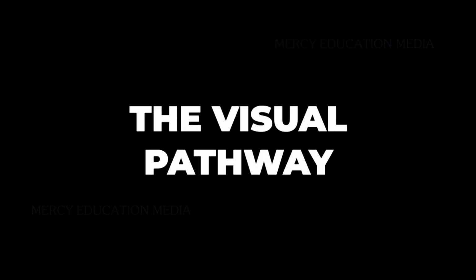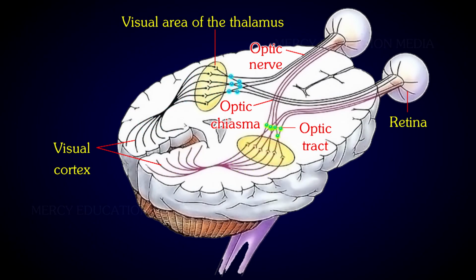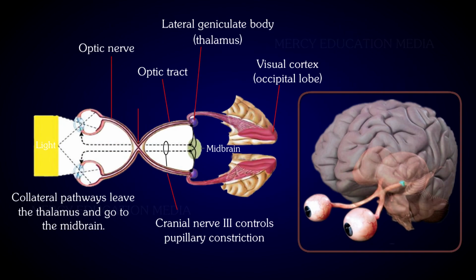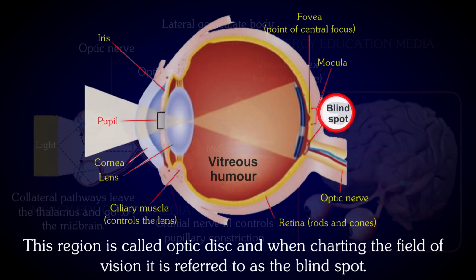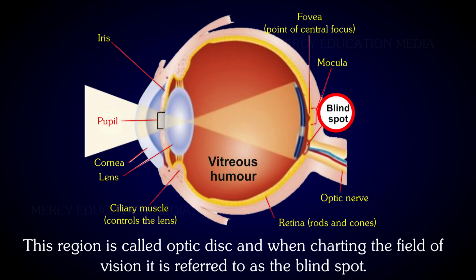Let us know about the visual pathway. The axons of ganglion cells pass through the eyeball at the posterior end and form the optic nerve, which enters the cranial cavity. Therefore, this region of the retina lacks receptors and is unable to perceive images which fall on it. This region is called the optic disc, and when charting the field of vision, it is referred to as the blind spot.